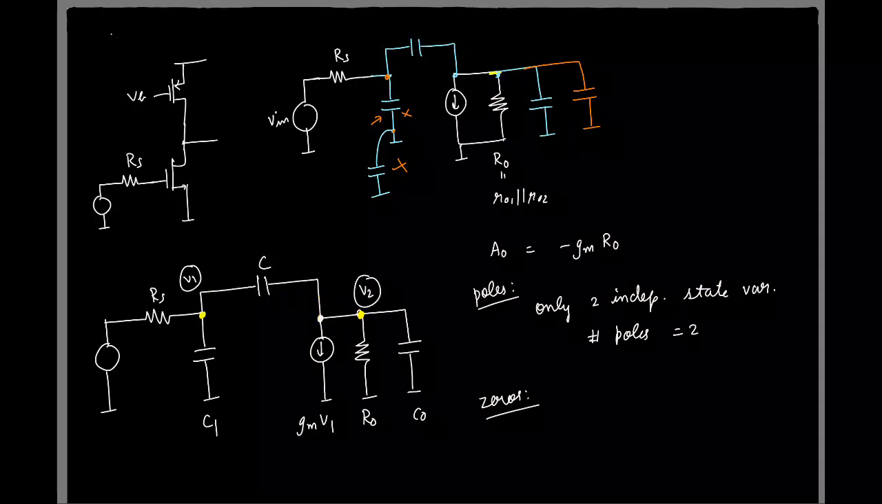If we have two zeros, I should be able to short two of them simultaneously. So let's say I short these two guys. What happens? Output is zero, right? Because I pull this node to ground, everything is zero. We can argue the same with any other pair of capacitors. Short these two, it's gone. Similarly, if I short this guy with this also, it's gone. So how many zeros do I have? I have only one zero.